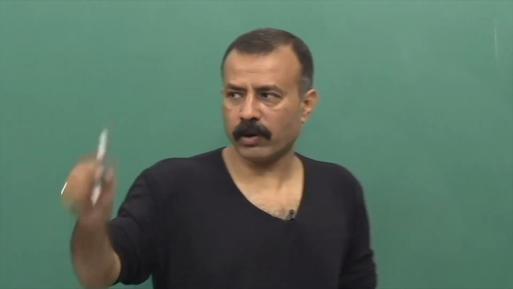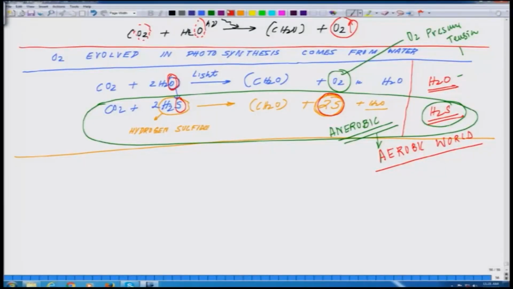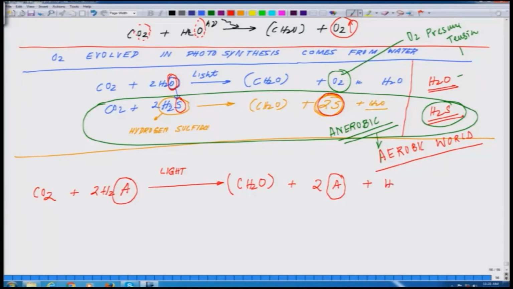So, the generic reaction. In the light of this wisdom, we will put the generic reaction, and this is very critical for all the biomass producing mechanisms available on earth. H2, now I am putting A, I am not putting O or S, in the presence of light leads to CH2O plus 2A, again I am just circling the A, plus H2O.